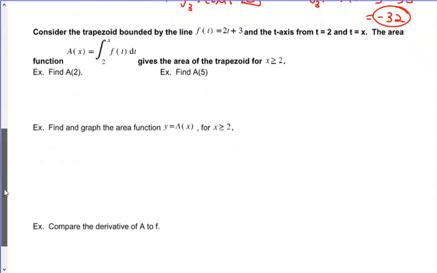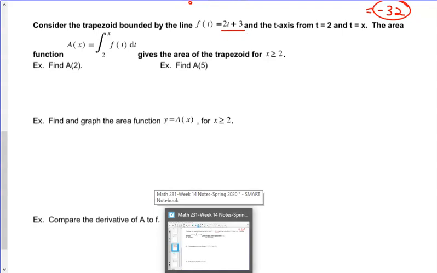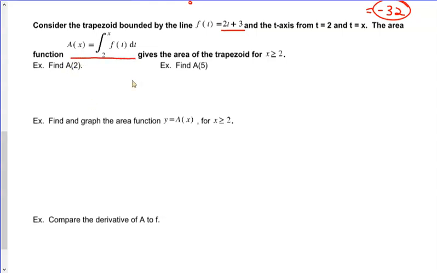We're going to continue with this to kind of get us somewhat of a proof, or maybe I can convince you with an example of our Fundamental Theorem of Calculus Part 1. All right, so here we have a function 2t plus 3, and we want to consider the trapezoid that's bounded by that linear function and the t-axis from t equaling 2 to t equaling x. The area function is given here, just like what was defined above. It gives the area of the trapezoid for x greater than or equal to 2.